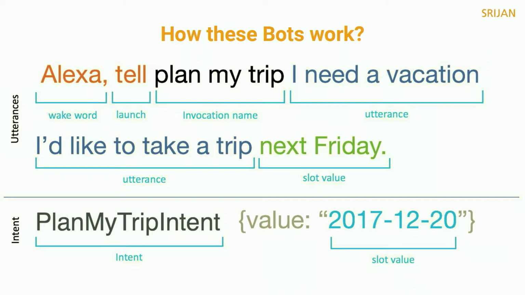So in anything that you say to Alexa or Google, you have two main things: one, the utterance, and then slot values, the variables. The utterance essentially turns into an intent, a function if you will, from a programming point of view, and then the slot value essentially turns into a variable. So you invoke a function, PlanMyTripIntent, and put in a value of a date, where you say, I need a vacation, I would like to take a trip. That particular utterance invokes a function called PlanMyTripIntent.